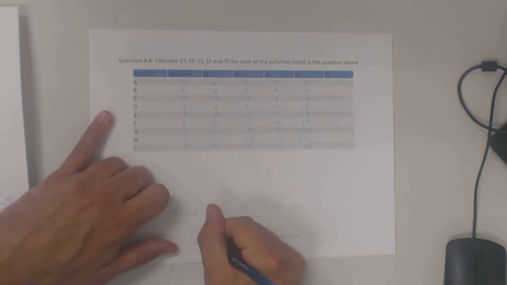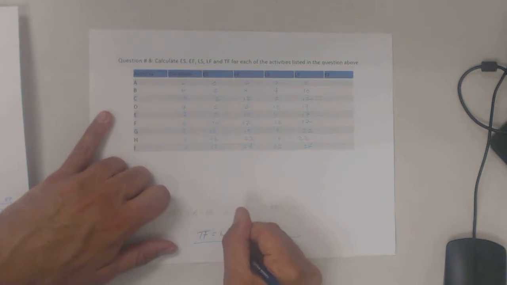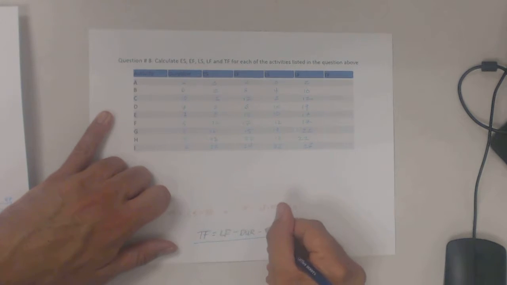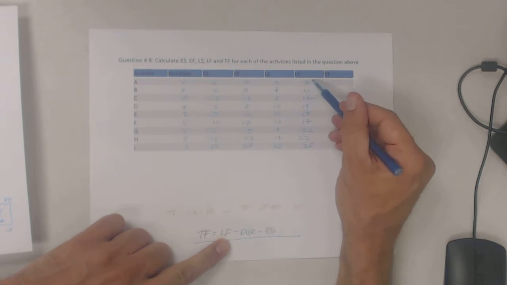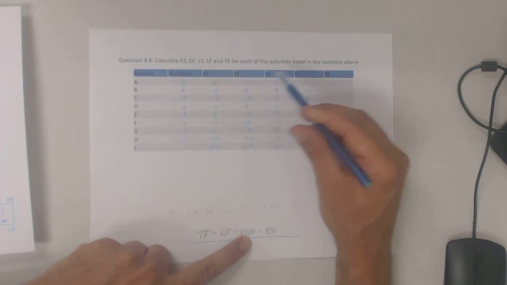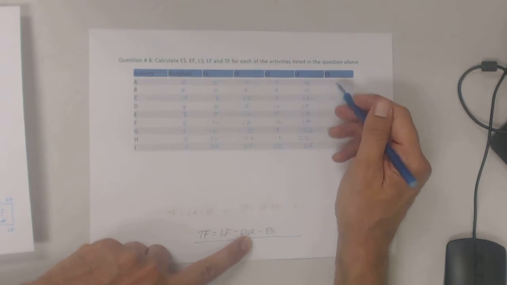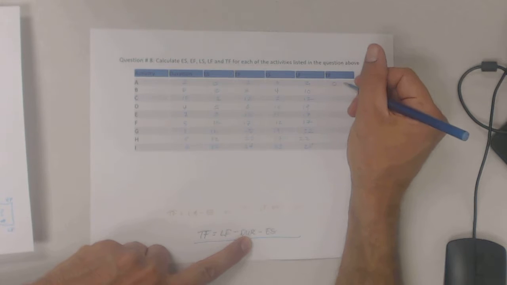If I take this latter formula right here, total float equals the late finish minus the duration minus the early start. If we apply that to A, let's see what we get. The late finish is 2, the duration is 2, the early start is 0. So 2 minus 2 minus 0 is 0.